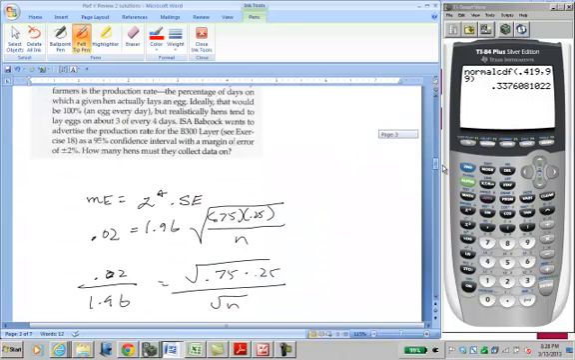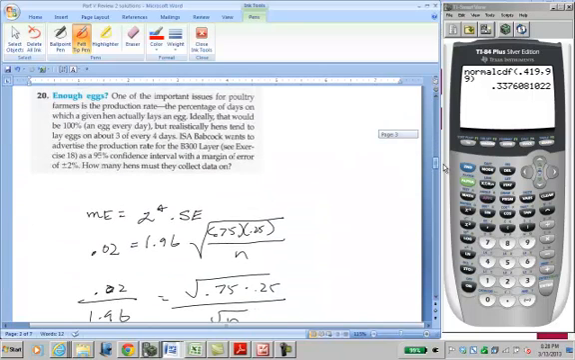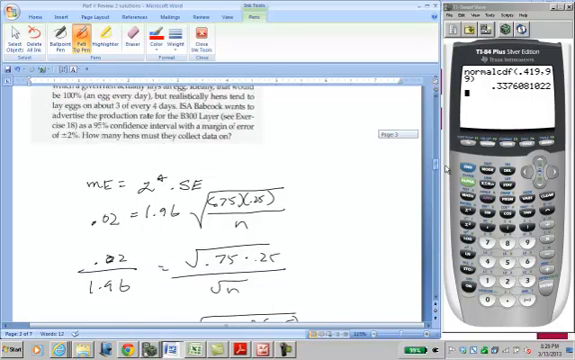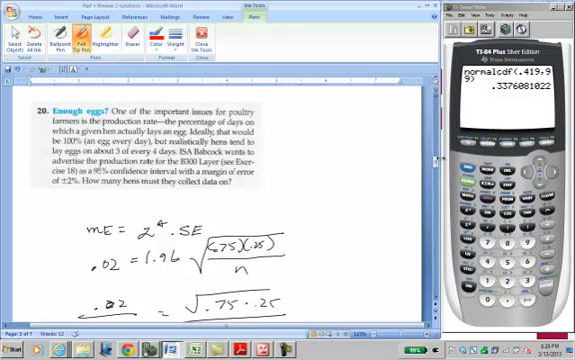All right. Now, enough eggs. So you want the margin of error to be 0.02. So how many eggs do you need? And you want a 95% confidence interval. Okay, how do we know that? 95%. And you want the margin of error to be 0.02. So the margin of error equals z star times the standard error. Well, z star is 1.96. The margin of error is 0.02.